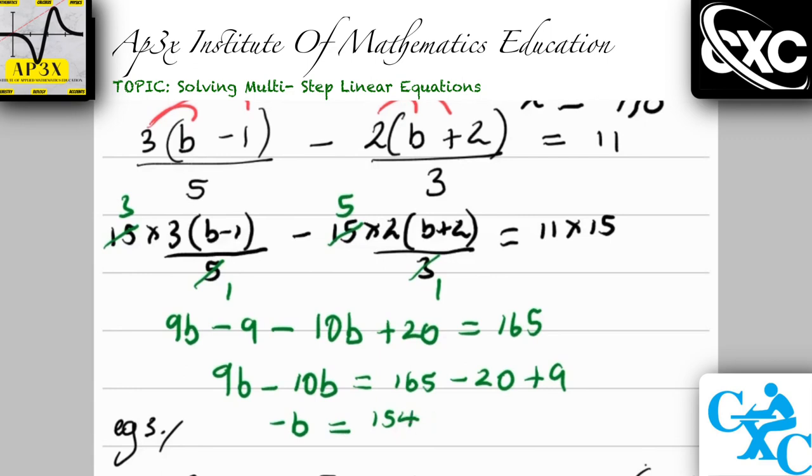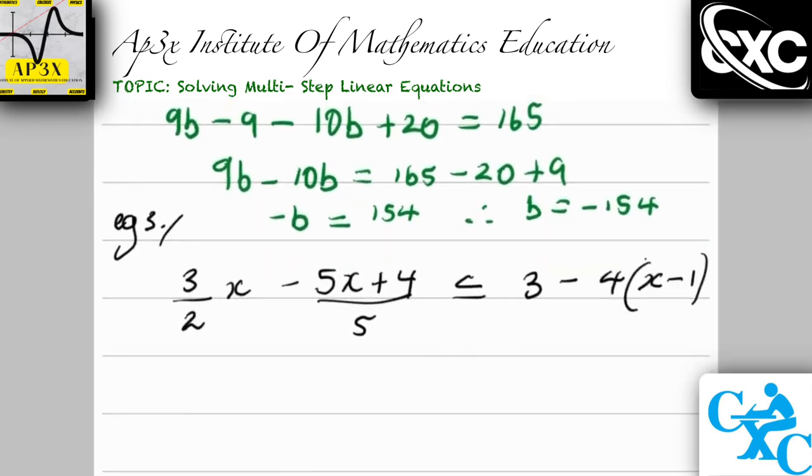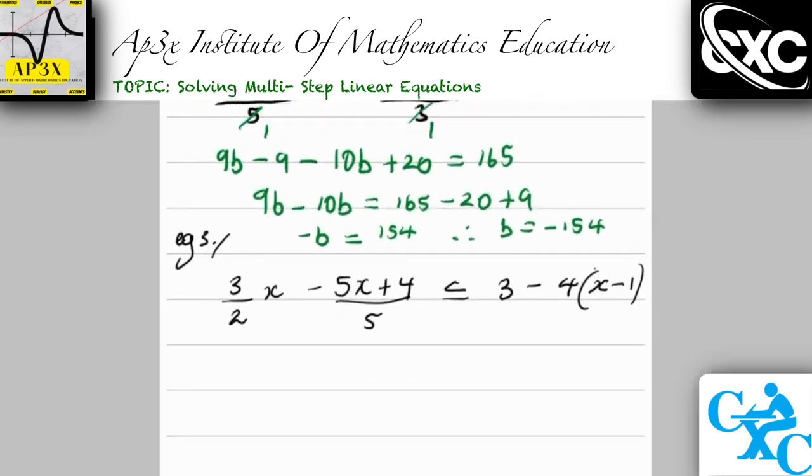Okay, beautiful. All right, so if we have negative b is equal to 154, therefore it is easy to say that b is equal to negative 154. Just dividing both sides of the equation by negative 1, and so we end up with a final solution here of b is equal to negative 154.